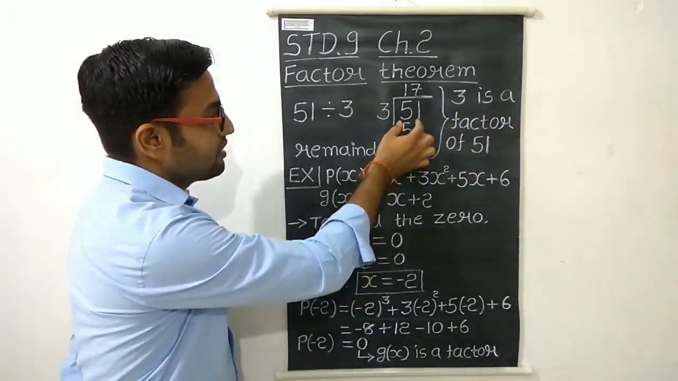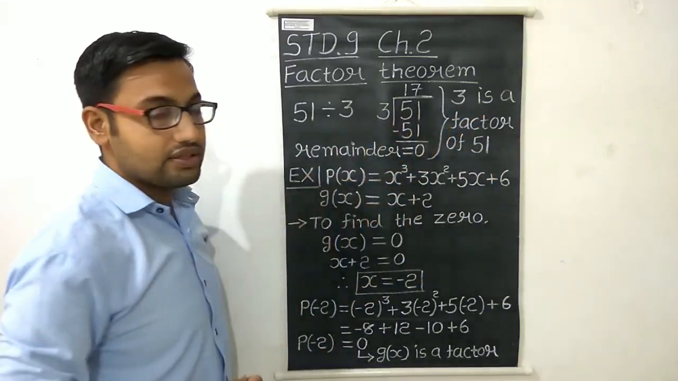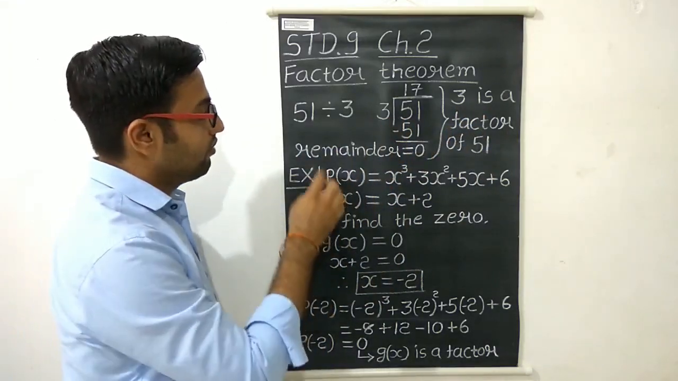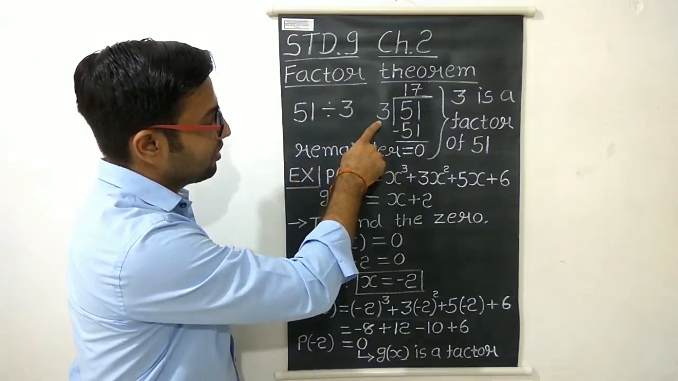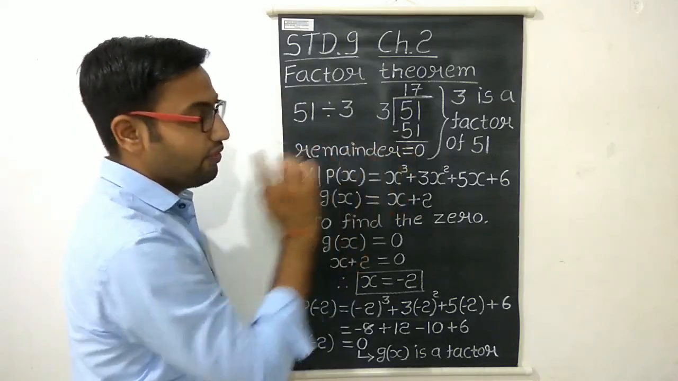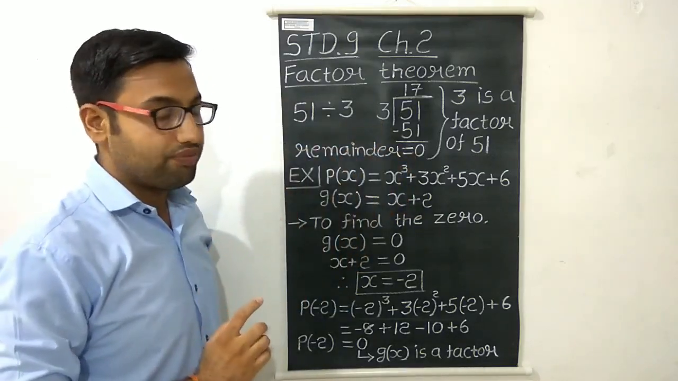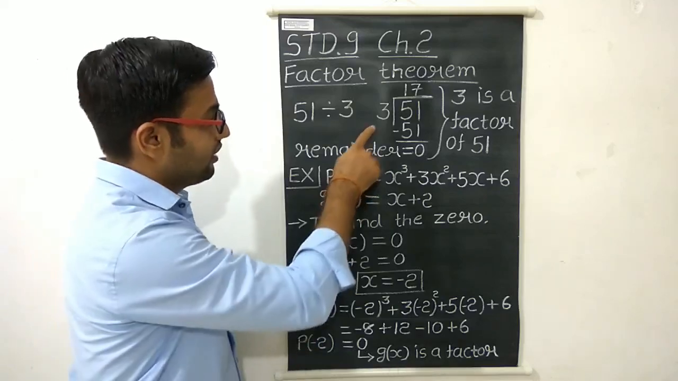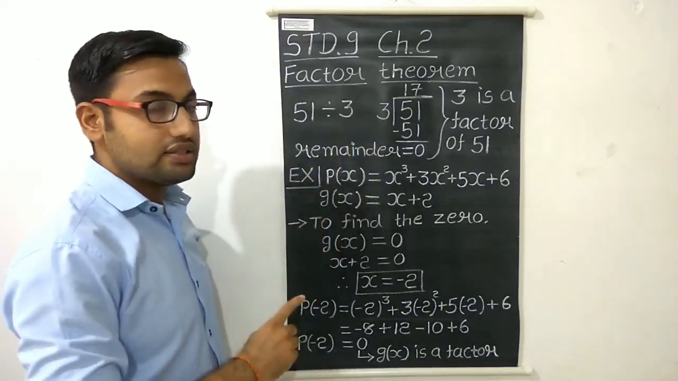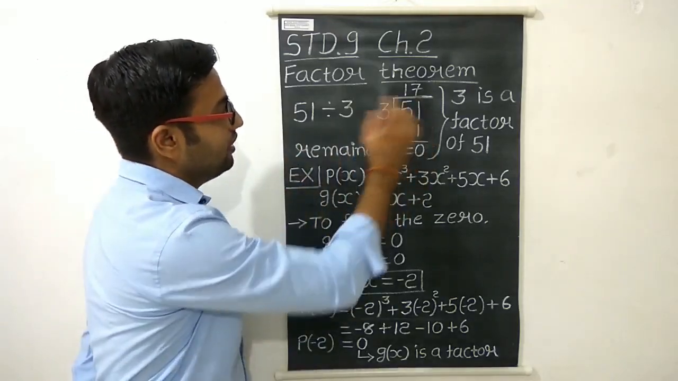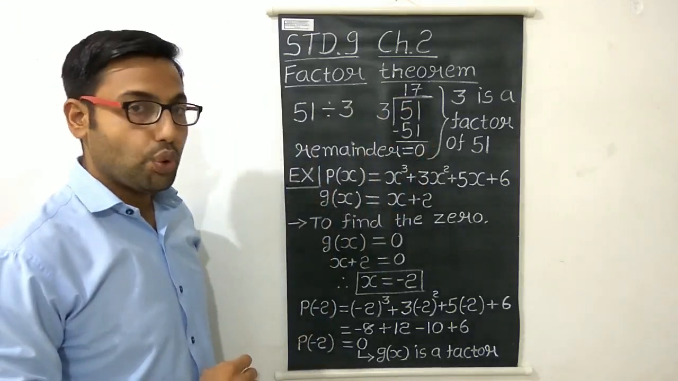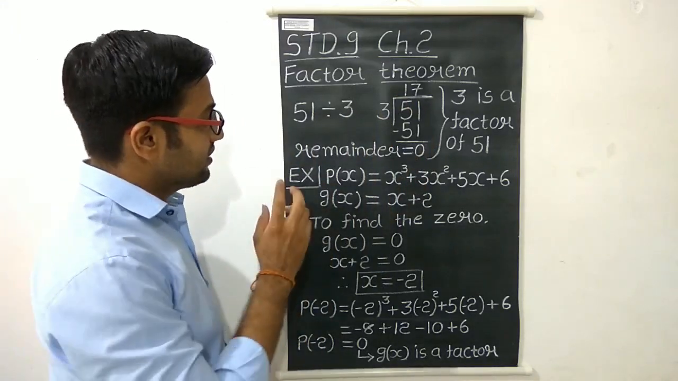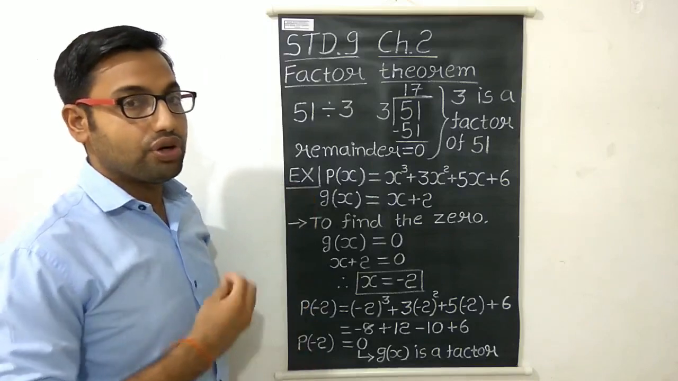That means this is the dividend, this is the divisor. So whenever we divide with the divisor and if the remainder becomes 0, then we can say that our divisor is a factor of the dividend. Okay? So this same thing now we will study for the polynomials.